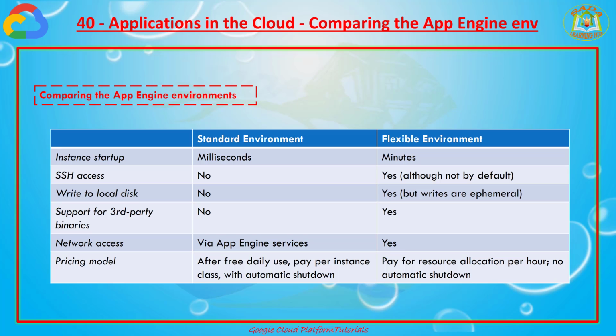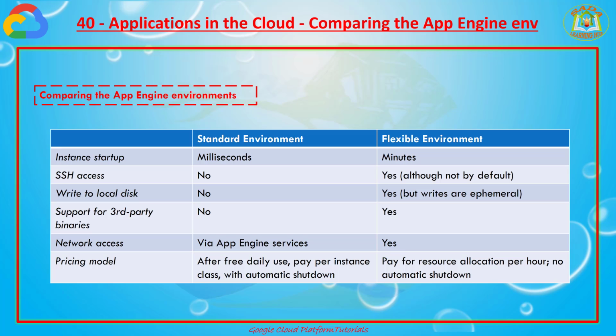Coming to network access, in the standard environment, you access it via App Engine services. In the flexible environment, we can use the network directly, with security. And coming to the pricing model, in the standard environment there is free daily usage, and after that daily usage, we need to pay for the instance class, with automatic shutdown. In the flexible environment, you pay for the resources allocated per hour, with no automatic shutdowns. Whatever resources you allocate, we need to pay for those resources.